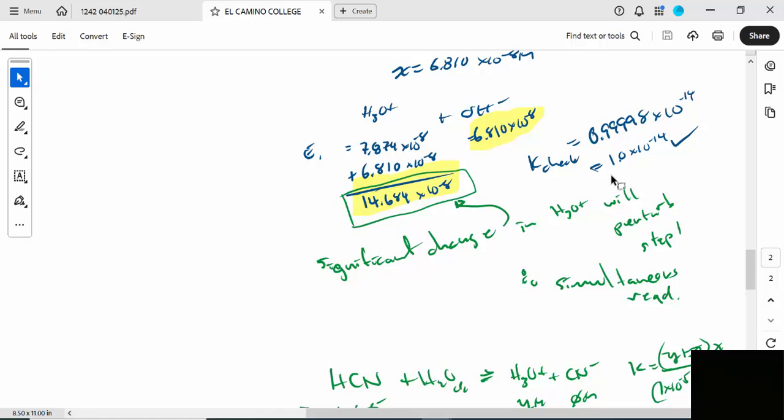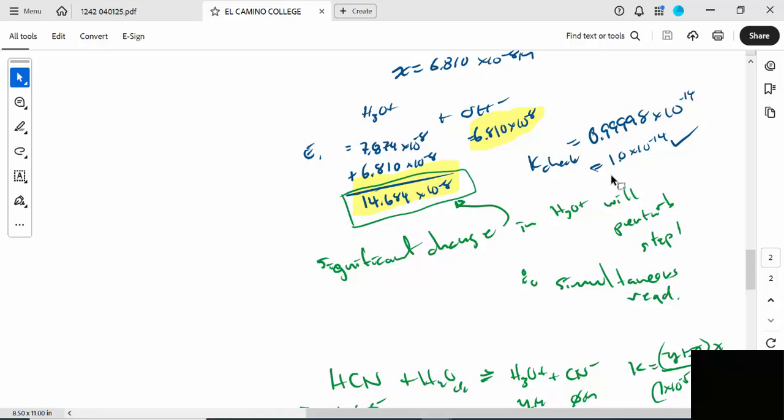The hydronium started at 7.87 from the hydrocyanic acid, but the water added 6.8. So we almost doubled the amount of hydronium by factoring in water. So we started out with 7 and ended up at 14 here. And so essentially doubled it, 15.